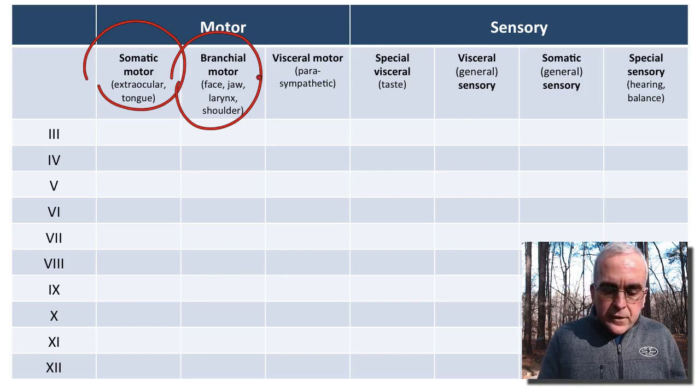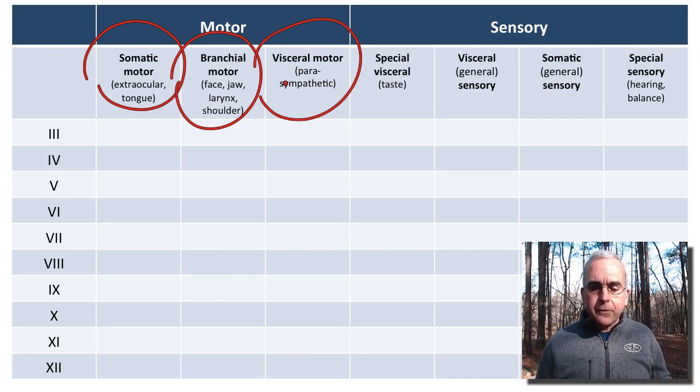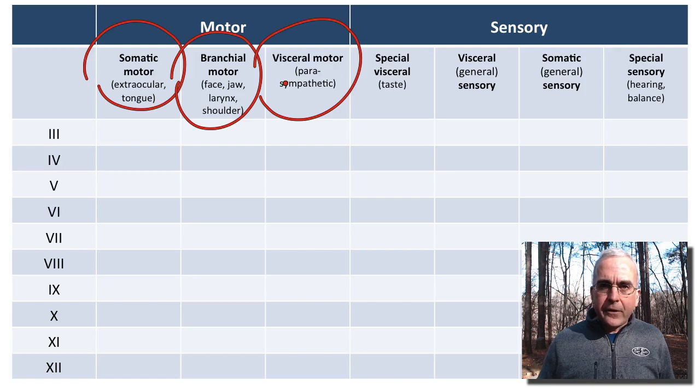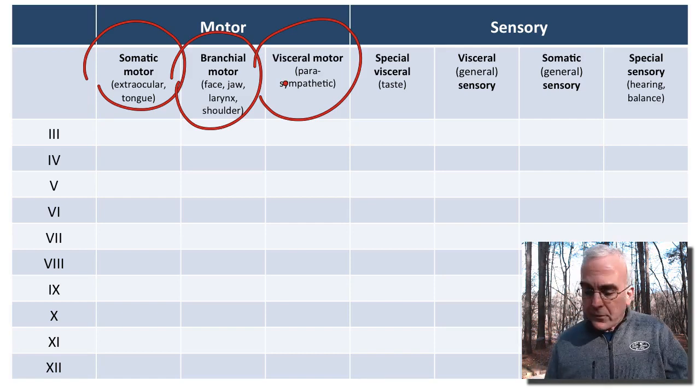And then lastly, on the motor side, we have visceral motor nuclei in the brainstem. These are the preganglionic parasympathetic neurons that provide outflow from the central nervous system to ganglia associated with end visceral organs. And then from there, there's a ganglionic neuron that actually innervates the end target, be it smooth muscle or cardiac muscle.